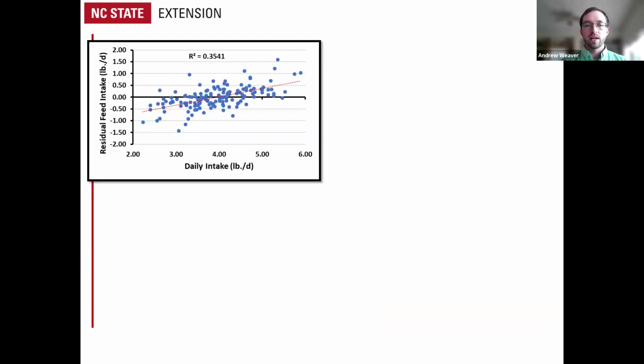So I have some scatter plots here that show the relationships between some of these different feed efficiency traits that I discussed in the first part of the presentation.